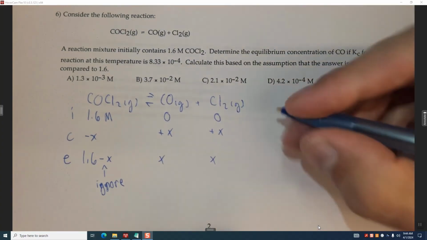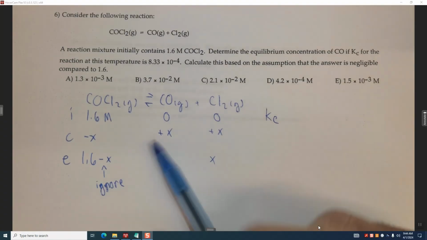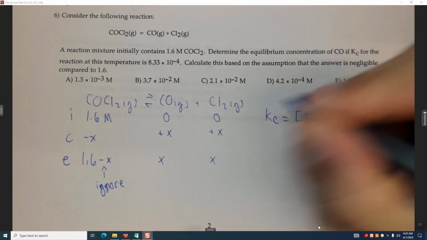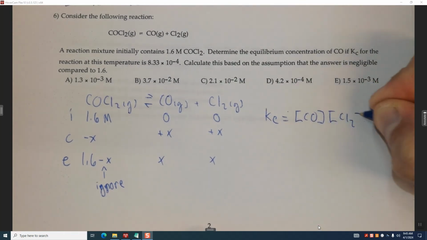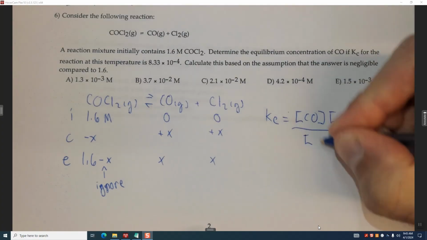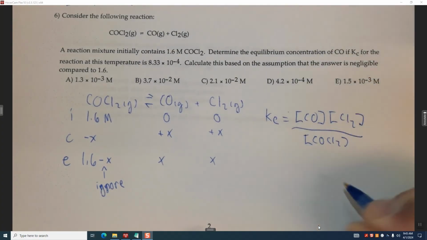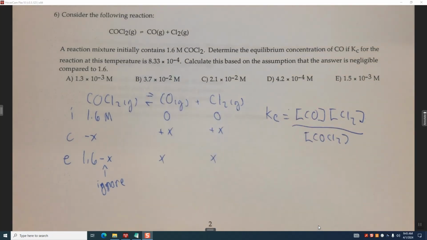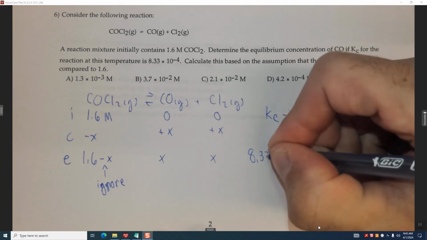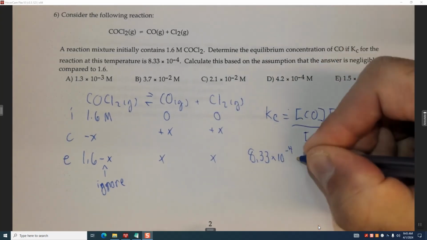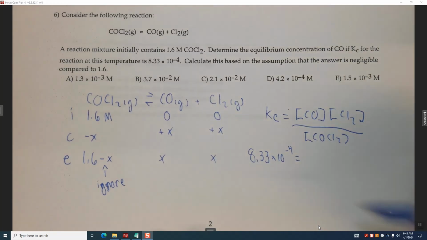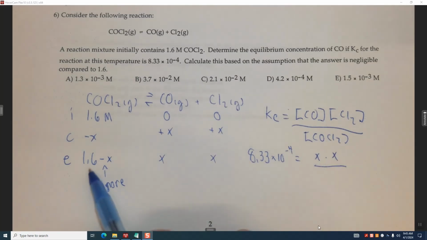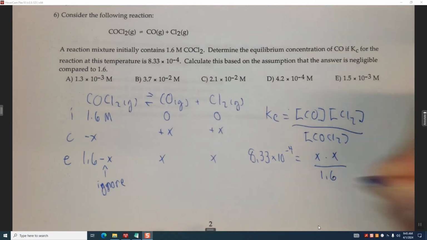Now we just write our Kc expression. All right, products over reactants. In this case, everything's a gas, so it all goes in there. So our first product is the CO. Our second product is the Cl2, and our reactant is COCl2, and they're all in brackets because we want the concentrations. Now let's plug in what we know. Well, we know Kc. Okay, it's 8.33 times 10 to the negative 4 equals these. We know, well, they're x's, x times x, which is just x squared, divided by this one, which is not 1.6 minus x, it's just 1.6 molar.